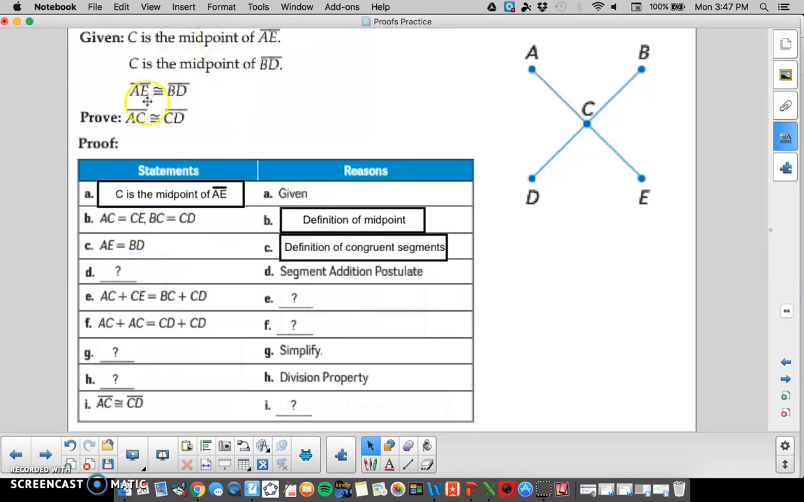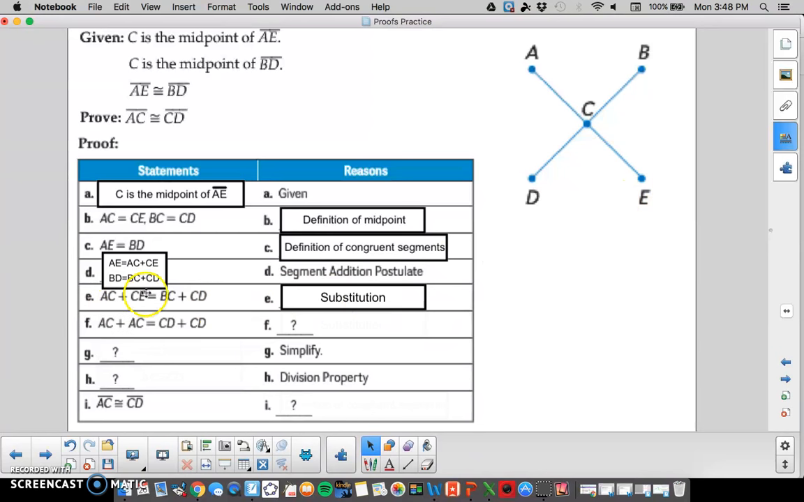We also know, because the segments are congruent, that those measures are equal, that the measure of AE is equal to the measure of BD. So because of that, we can say that AE is equal to AC plus CE, due to our segment addition postulate, those two pieces equal the whole.